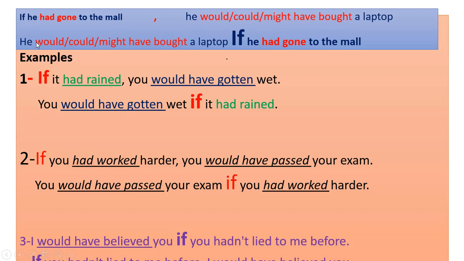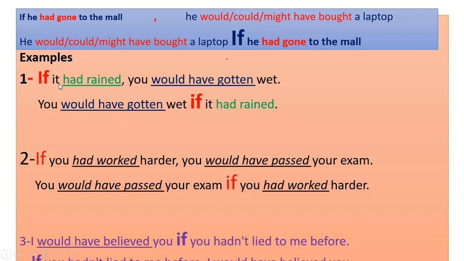If you look at the second sentence, he might have bought a laptop if he had gone to the mall. We begin with the main clause, then the if clause. We can just exchange the sentences. He would have bought a laptop if he had gone to the mall. Now let's read these examples.